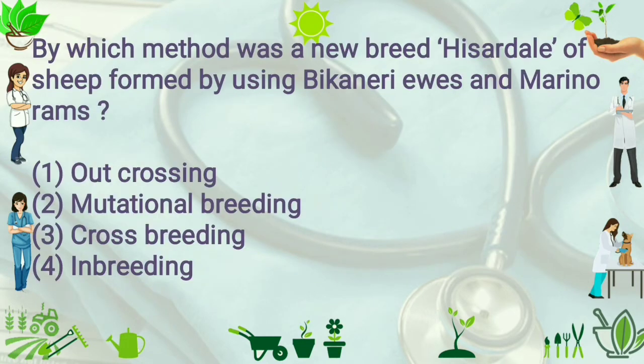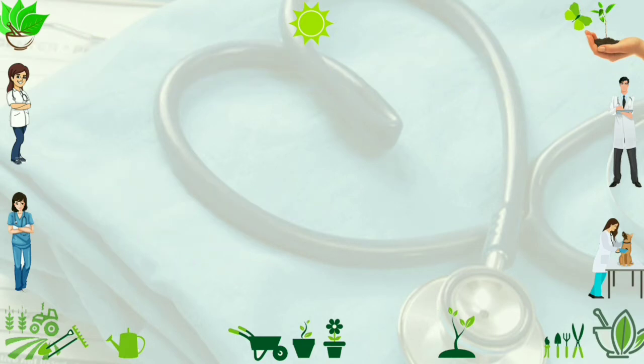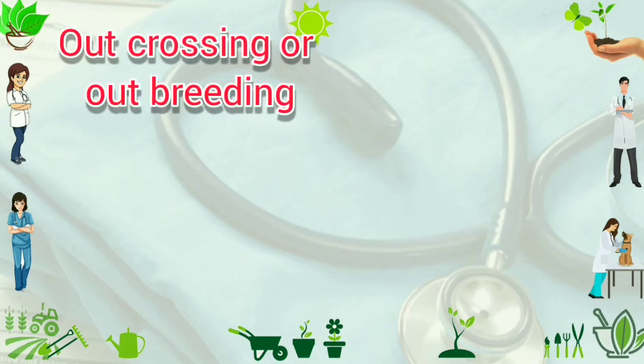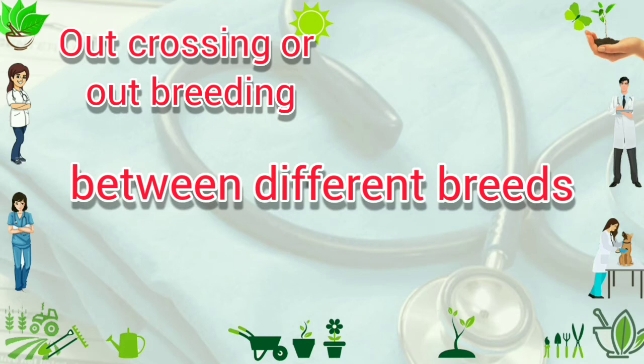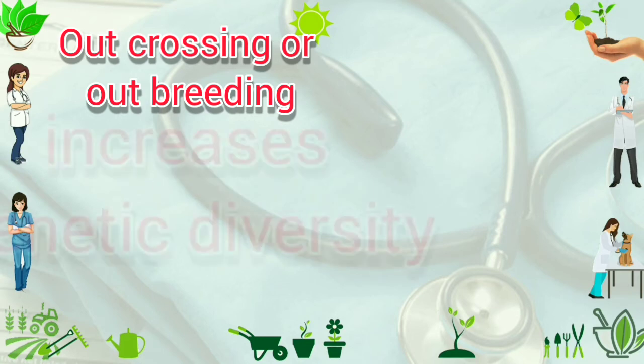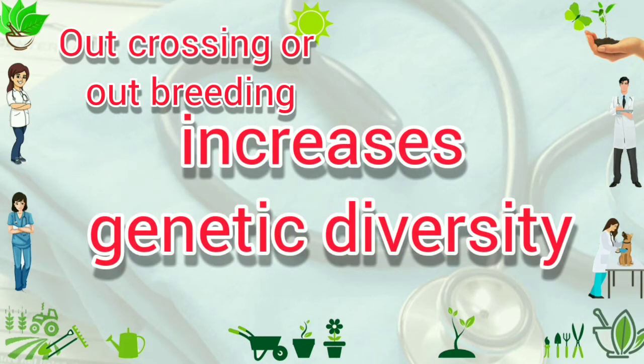By which method was a new breed, Hisardale, of sheep formed by using Bikaneri ewes and Merino rams? Outcrossing, mutational breeding, crossbreeding, and finally inbreeding. We can discuss the options. Outcrossing or outbreeding is the technique of crossing between different breeds. This helps in introducing unrelated genetic material into a breeding line, and it increases the genetic diversity.